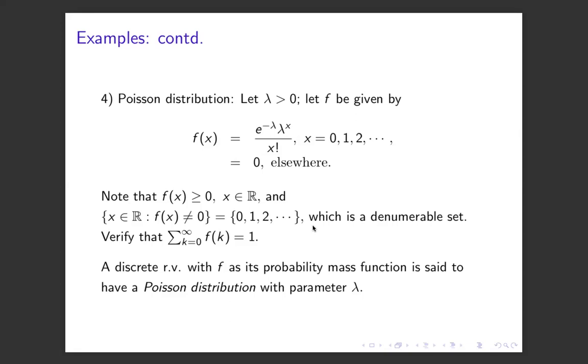And also it's clear that the summation over f(k), k going from 0 to infinity, is 1. A discrete random variable with little f as its probability mass function, we say has a Poisson distribution with parameter lambda.